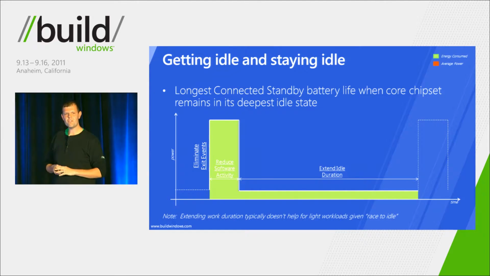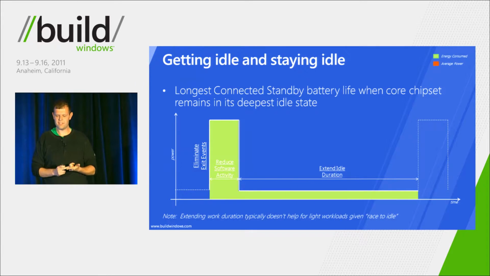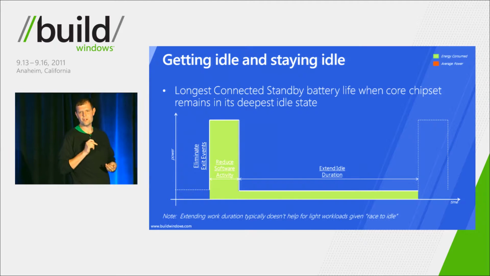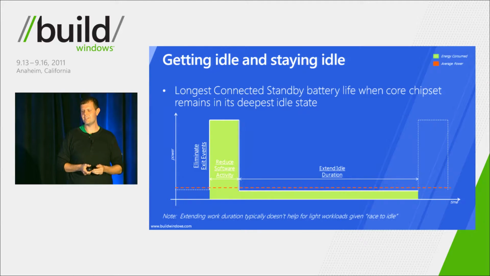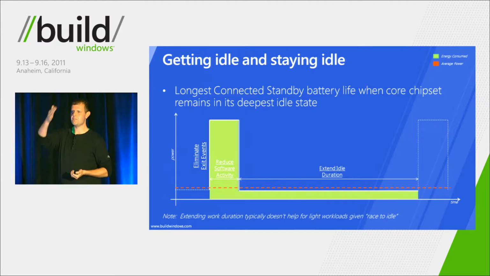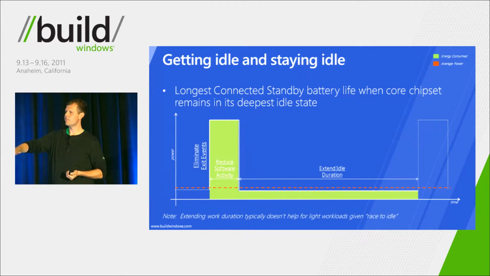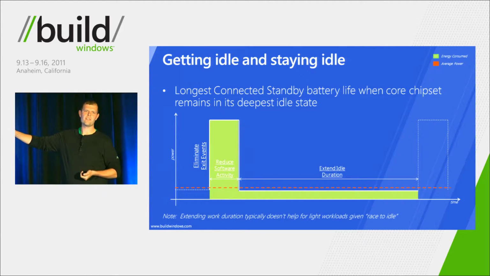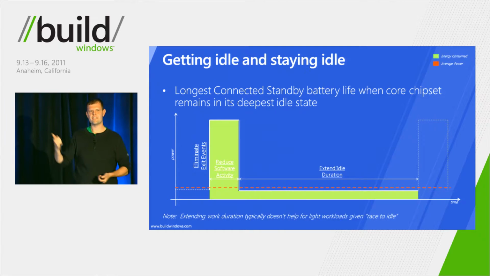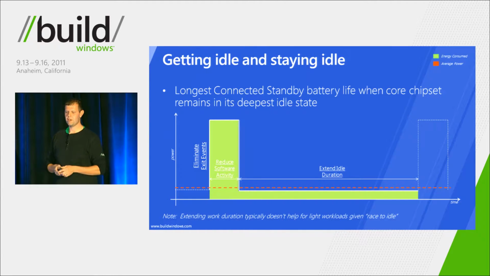The net of all of these, the net of can you eliminate the exit events, the net of can you reduce the software activity, the net of can you extend the idle duration, that's going to tell you how long your battery life is. There'll be an average power. When you average across these peaks of work and the power floor on the machine, you'll end up with an average power for connected standby. And when you combine that with the size of the battery, that's going to tell you how long your battery life is going to be while you're in this mode.